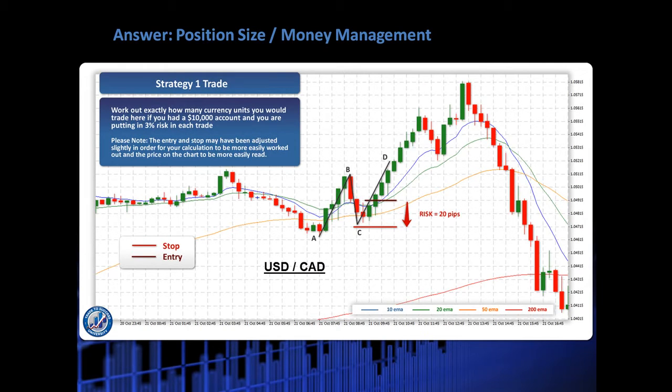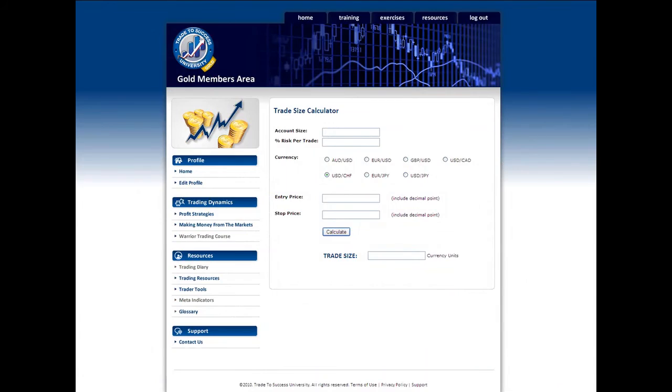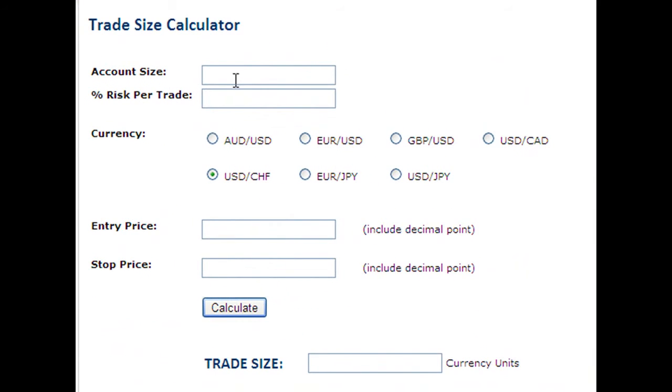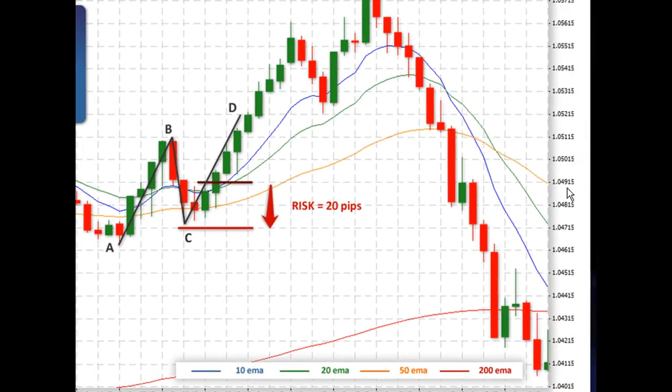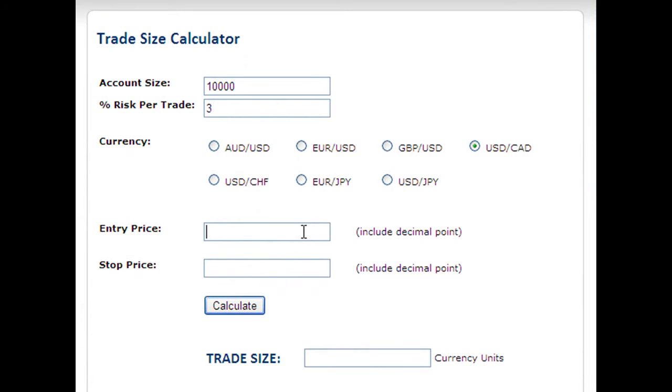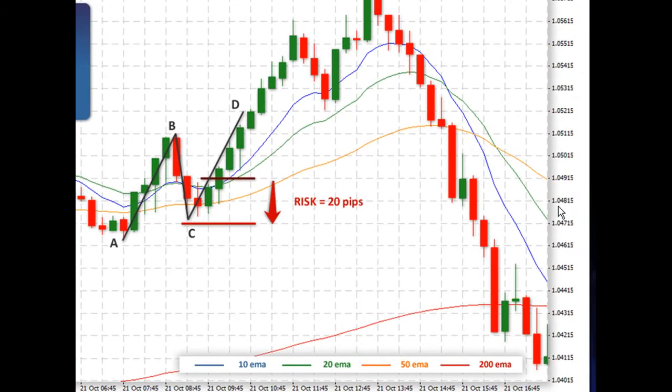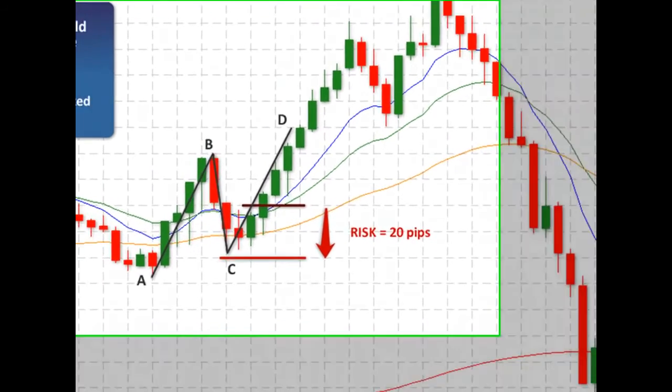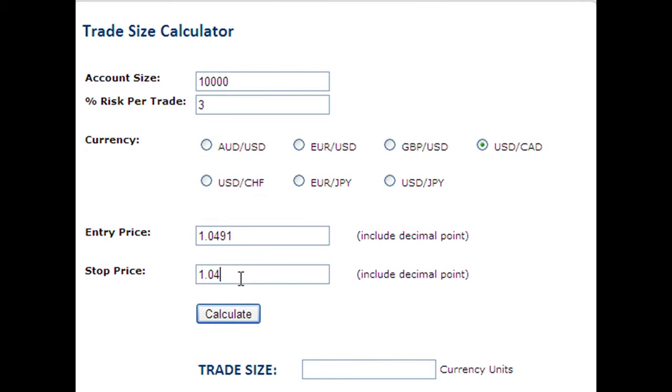So let's use our trade size calculator now. So here we are at the trade size calculator. We've got a $10,000 account as stated, 3% risk per trade. US dollar against Canadian dollar, so USD CAD is selected. Our entry price is 1.0491. So we put in 1.0491 and our stop is 1.0471. So we put in 1.0471.